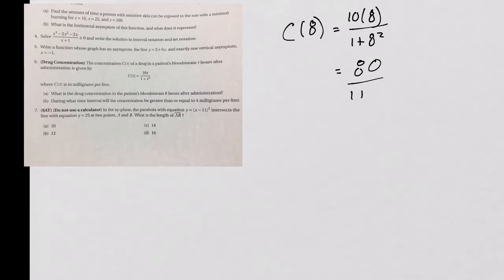Well, that's pretty straightforward. All you're going to do on this one is you're going to do C of 8 because they give you T, and that's going to be 10 times 8 all over 1 plus 8 squared, which is going to be 80 over 1 plus 64, which is 80 over 65.